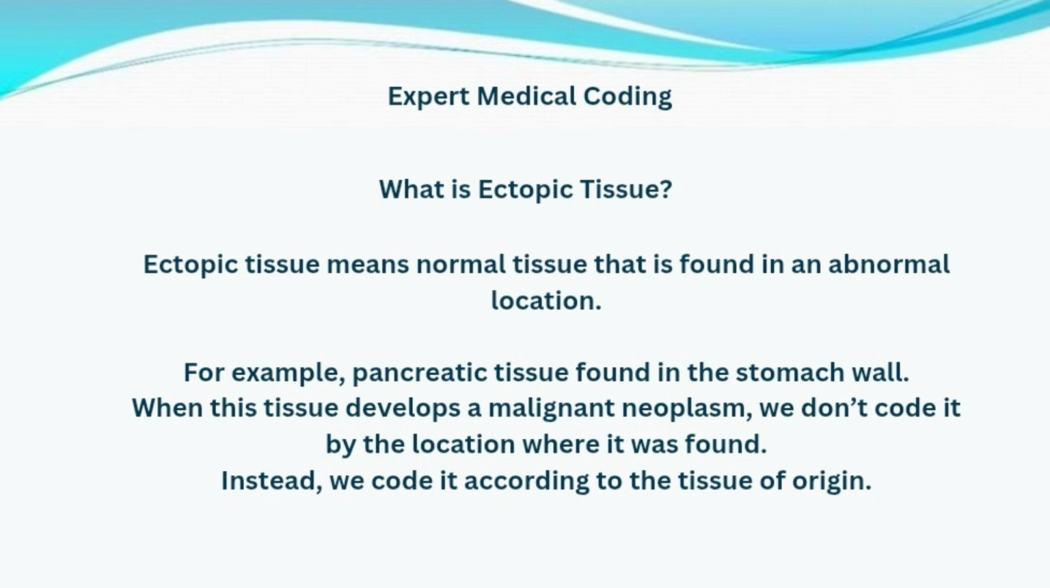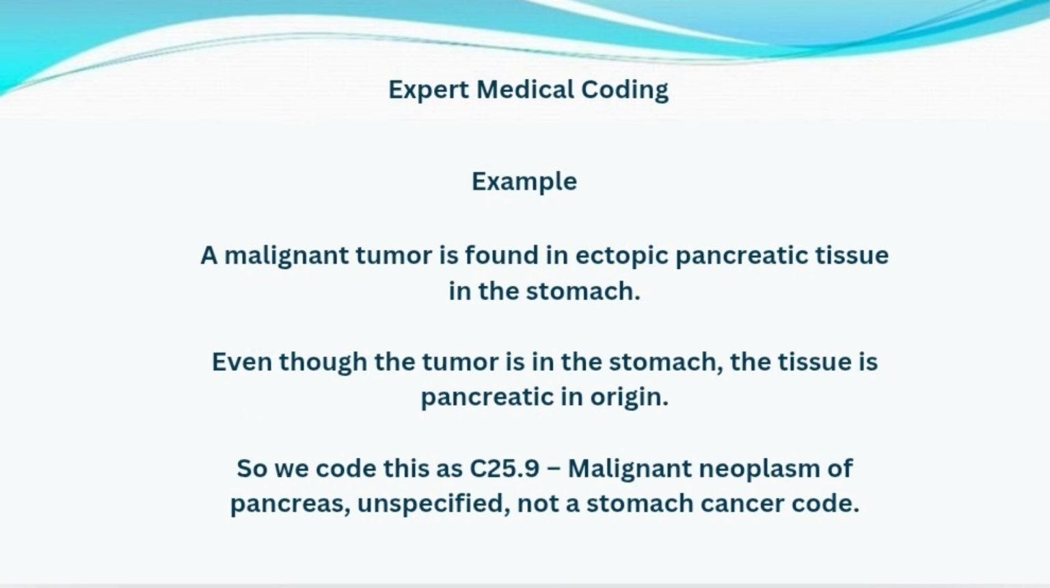When this tissue develops a malignant neoplasm, we don't code it by the location where it was found. Instead, we code it according to the tissue of origin. For example, a malignant tumor is found in the ectopic pancreatic tissue in the stomach. Even though the tumor is in the stomach, the tissue is pancreatic in origin. So we code this as C25.9, that is malignant neoplasm of pancreas unspecified, not a stomach cancer code.